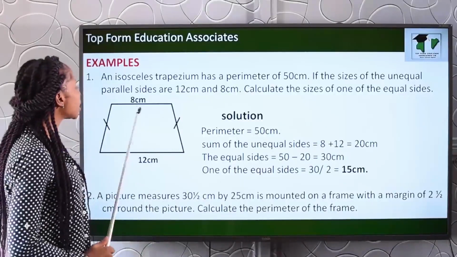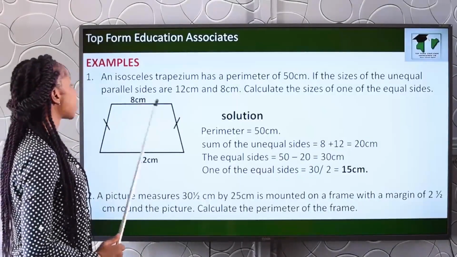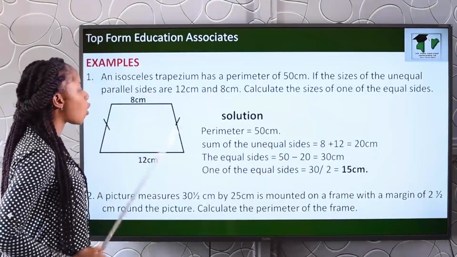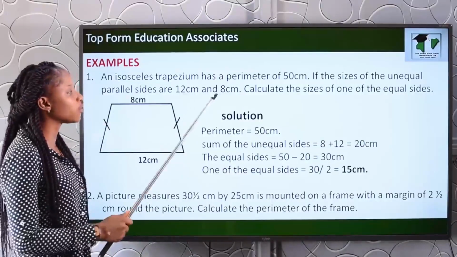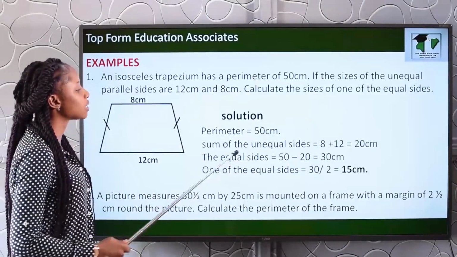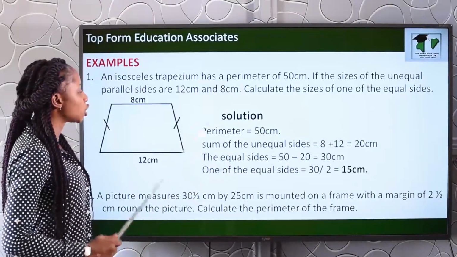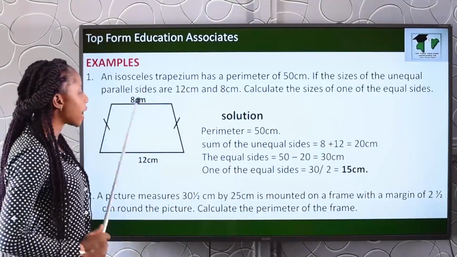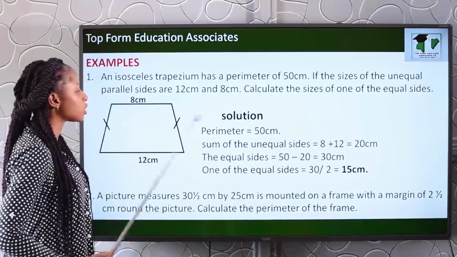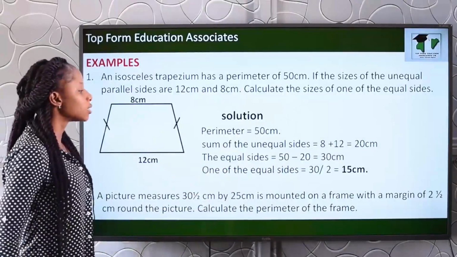Okay? We're given the lengths of the unequal parts of this trapezium, and we're asked to find the length of the equal parts. We're also given the perimeter, so the perimeter is 50 centimeters. Now, to solve this question, we sum the unequal sides. That's 8 centimeters plus 12 centimeters to give us 20 centimeters.